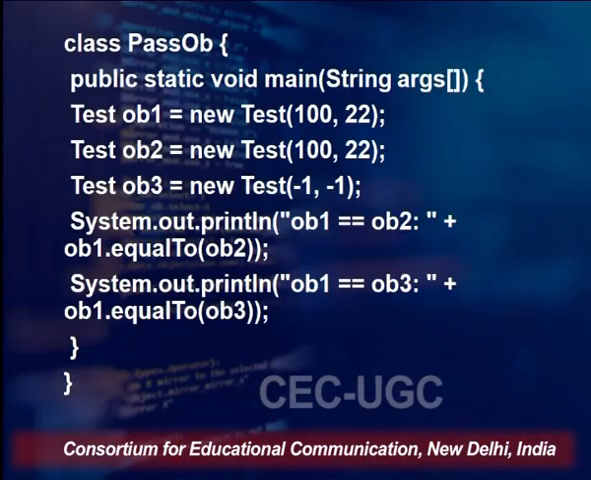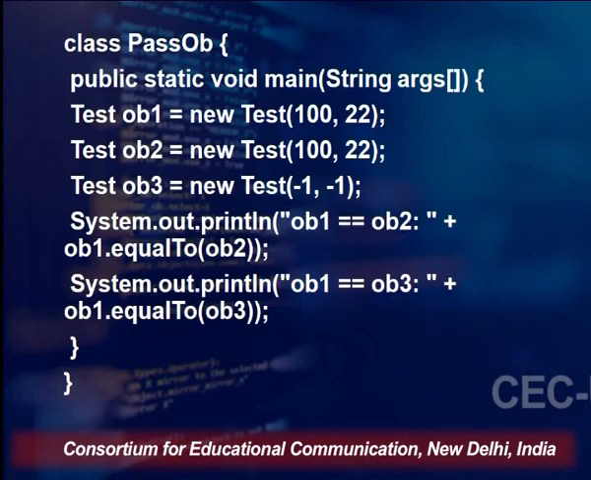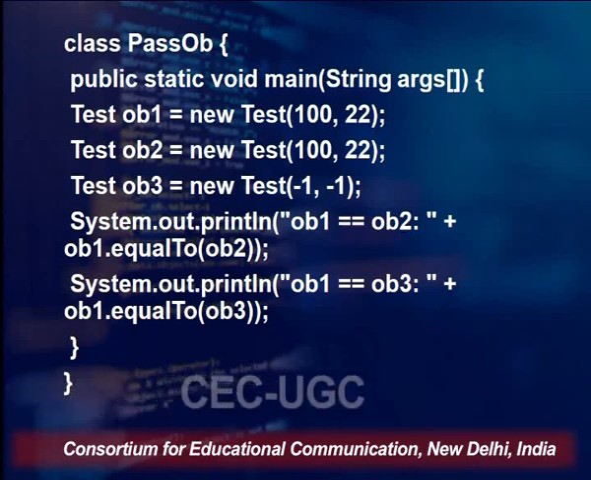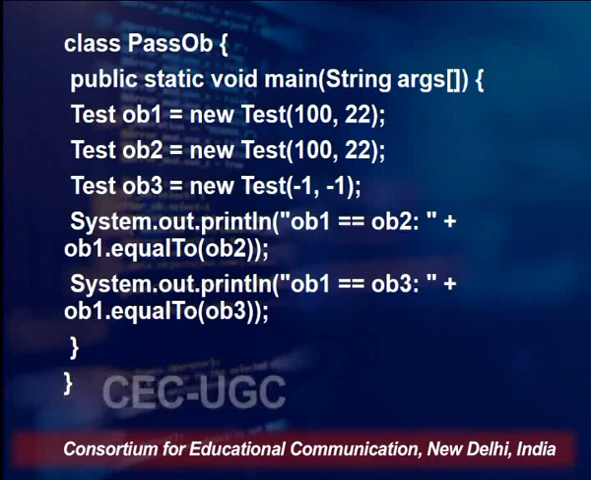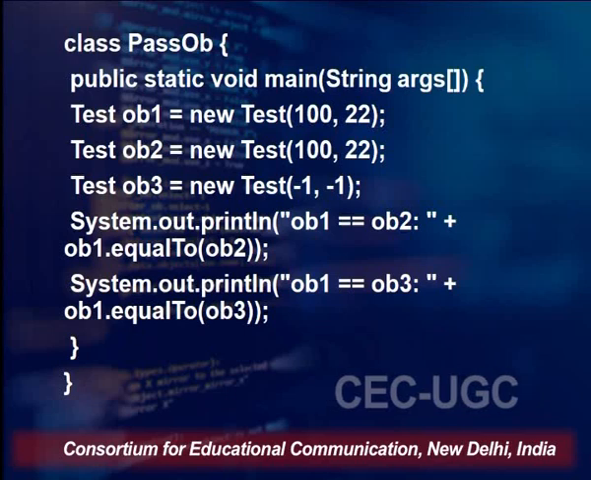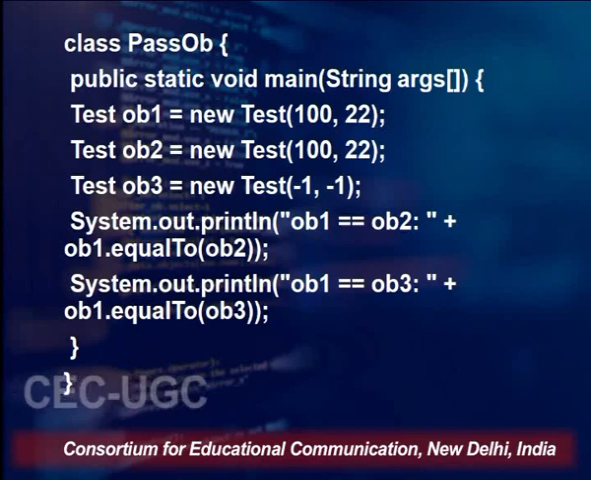So how is it going to take place? We have taken one class, and inside the main function we have created three objects of this class Test using the parameterized constructor. One is the object OB1, having the values 100 and 22. Another object is OB2, which also has the value of A as 100 and the value of B as 22. Next is the object OB3, which has the values of A and B as -1 and -1.